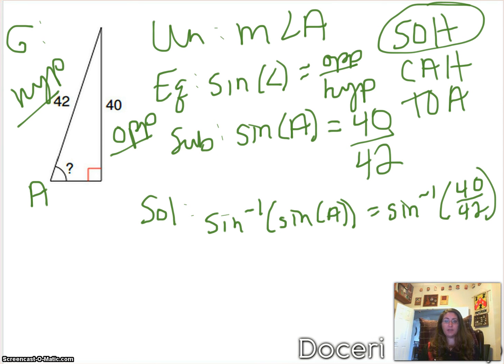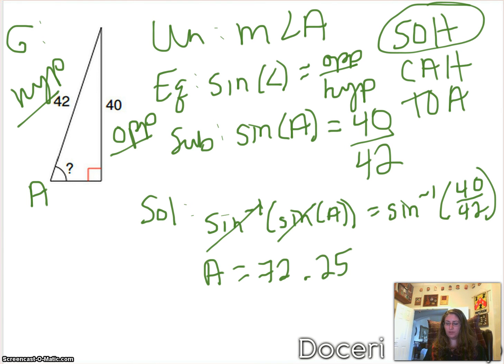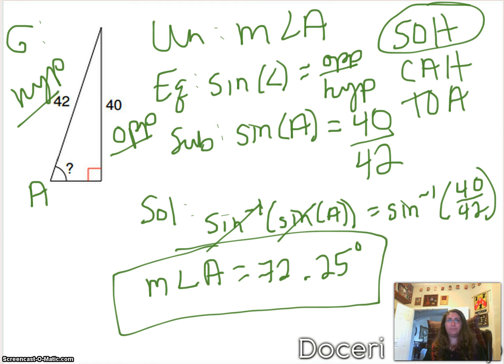So the inverse sine and sine, those two negate each other, and so we're left with A equals, and then you'll plug this into the calculator, and I'll show you in class how to do it. And when we solve for that, angle A comes out to be 72.25 degrees. So that's the measure of angle A. And that's it.